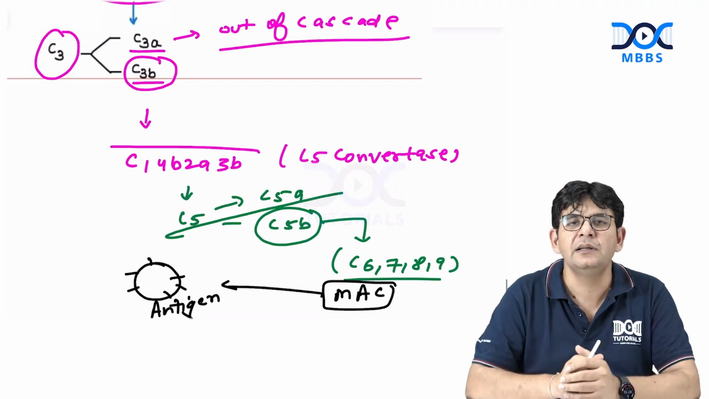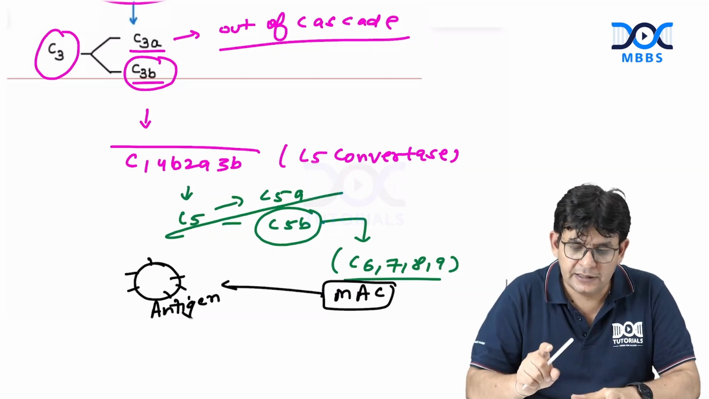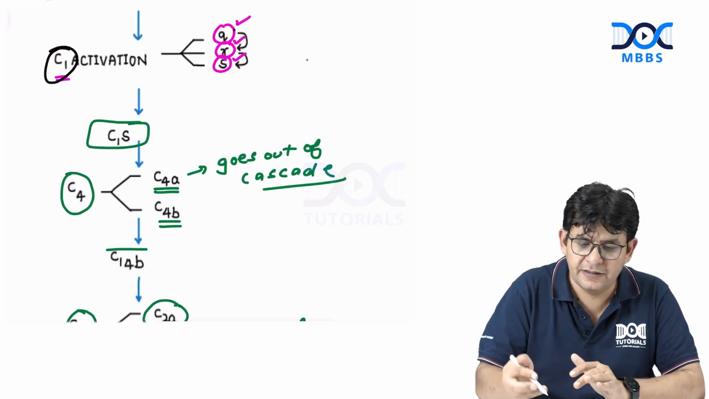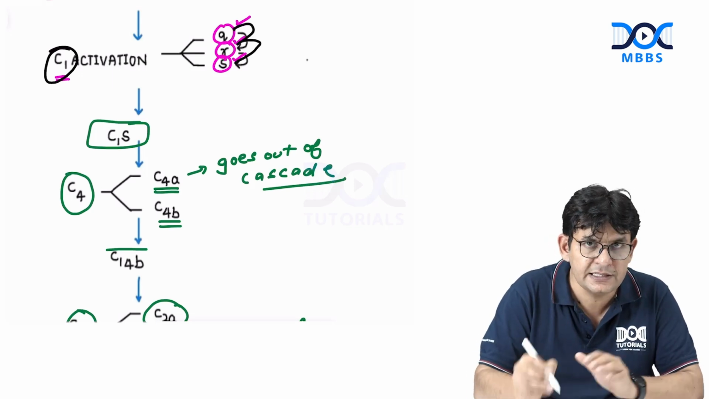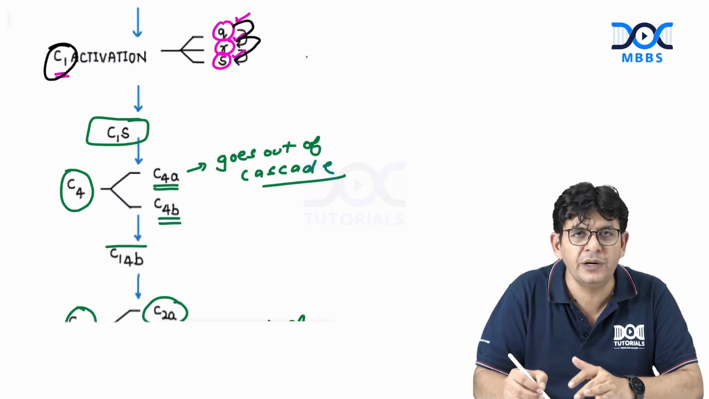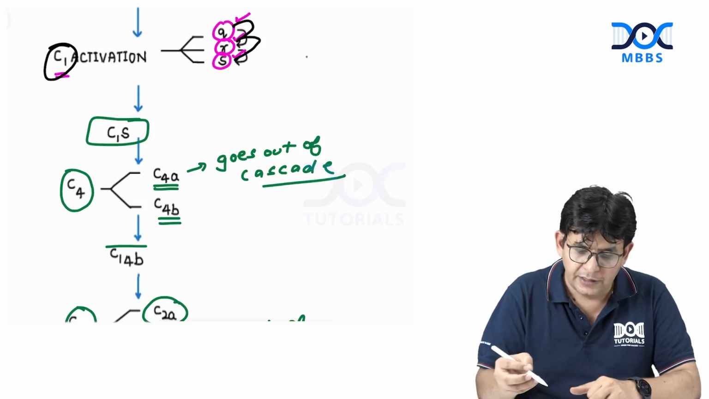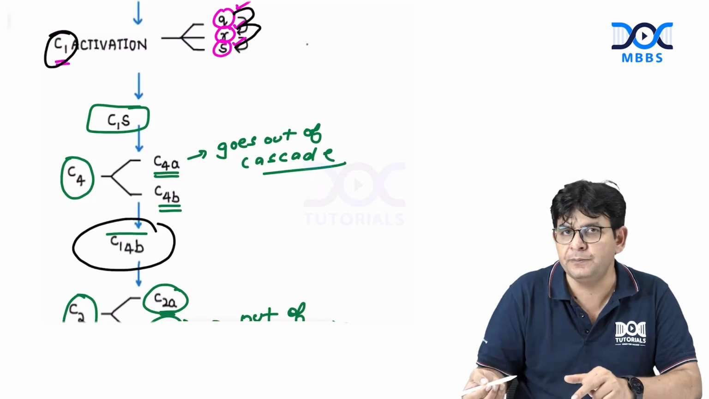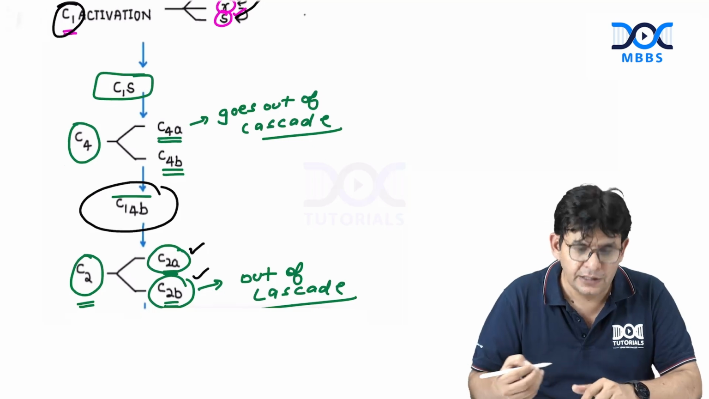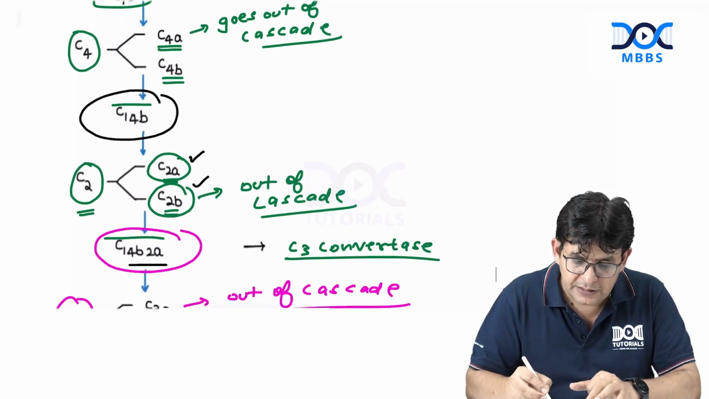Okay, this is the classical complement pathway. Got my point? Important is, if you know this, that it starts from C1, which is subdivided into Q, R, S. Firstly the Q is activated, then R, then S. C1S is forwarded. This C1 acts on the C4, dividing it into C4A and C4B. This particular C4A goes out of the cascade, C4B goes forward. Now what is moving forward? C14B. This C14B acts on the C2, dividing this into C2A and C2B. C2B is out of the cascade.